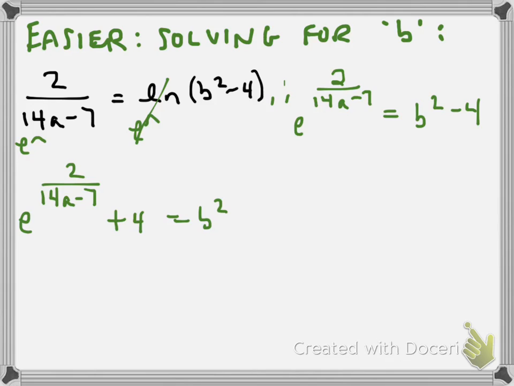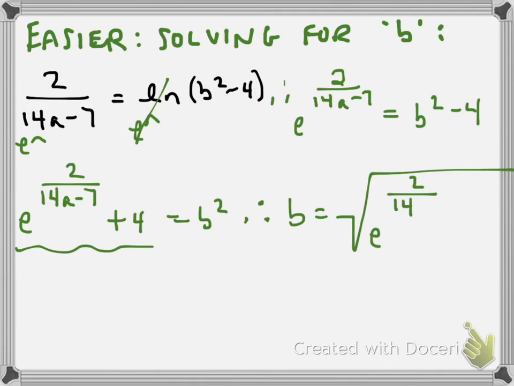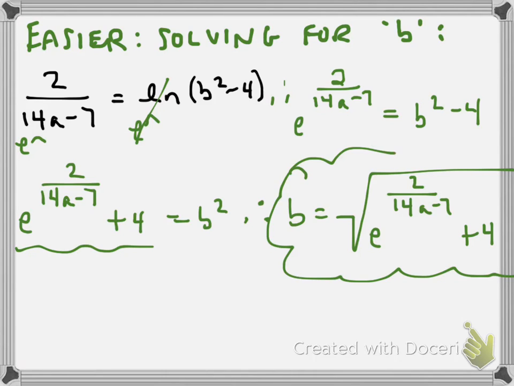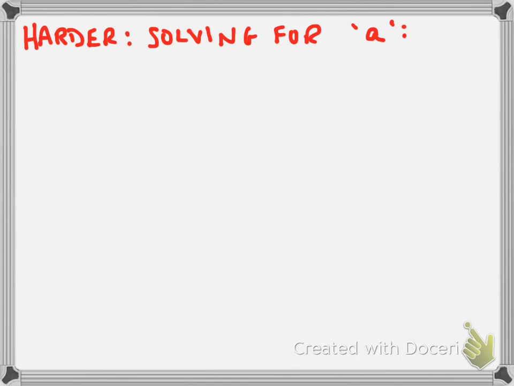And finally, if we see a squared, we have to do the opposite, which is square root. So finally, b equals the square root of this whole thing here, which is e to the 2 over 14a minus 7 plus 4. Alright, and that was the easier one, so now let's finally try the tougher one, which is solving for a.